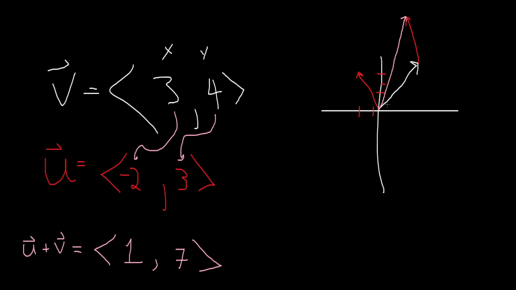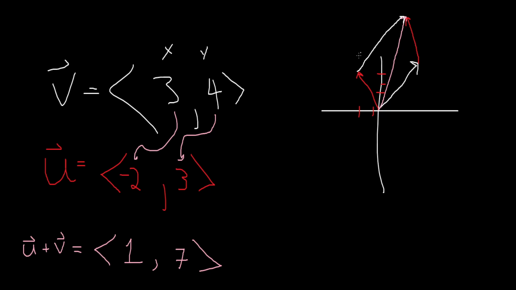So if we do U plus V, it literally is just what would happen if we put one of these vectors on top of the other. And so does it work the other way around? Well, if we try it, yeah, it turns out it does. So adding vectors is the same as just stacking them on top of each other. And this would work no matter what the vectors are.